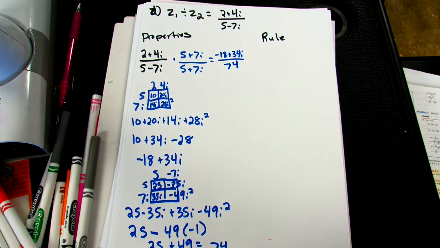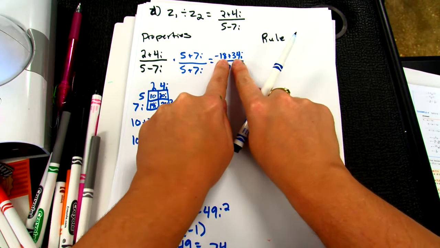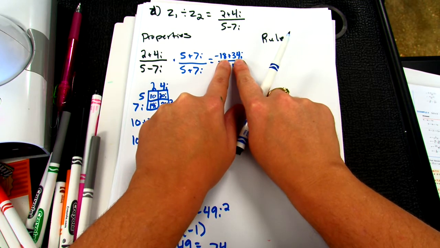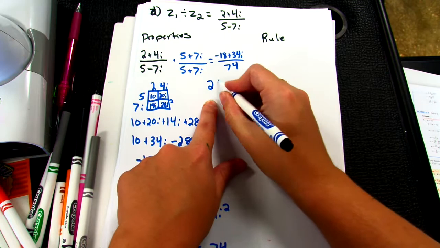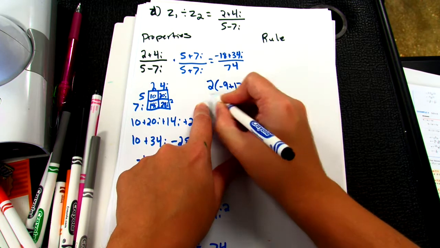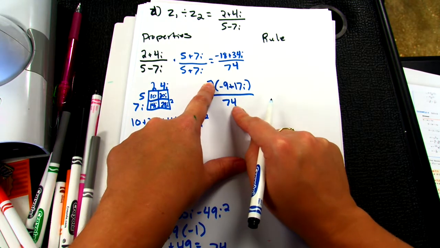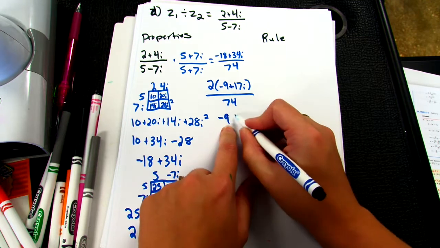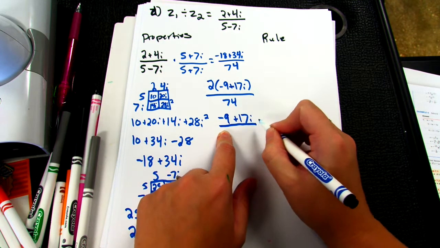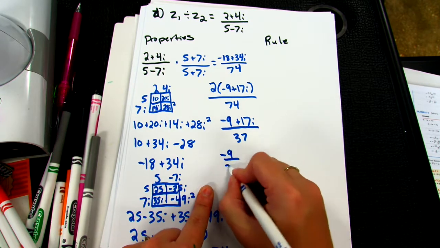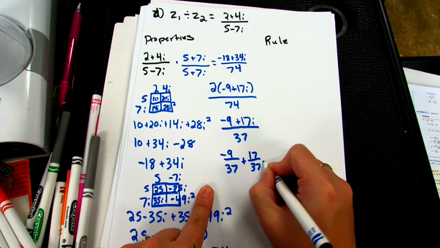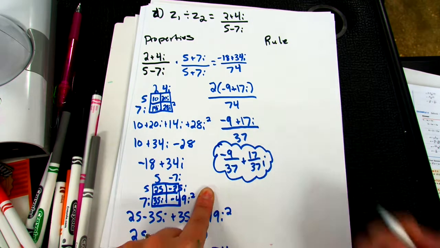That's not done though, however, because then you have to simplify that, okay? The first thing you would want to do is factor out anything you can factor out here. So 18 and 34, the greatest common factor is 2. So 2, and then you're left with negative 9 plus 17i all over 74. Now the 2 and 74 will reduce, leaving you negative 9 plus 17i all over 37. And last but not least, you want to split this up into real and imaginary. So you have negative 9 over 37 plus 17 over 37 i. Final answer. That was a lot of work using properties.